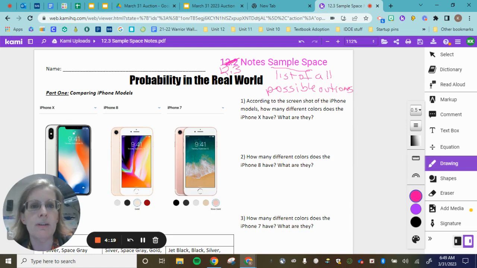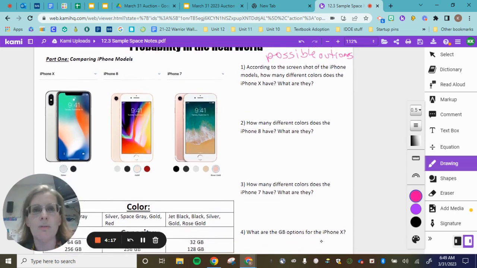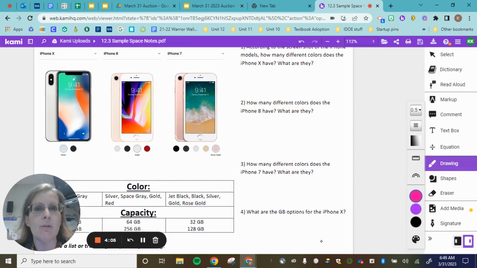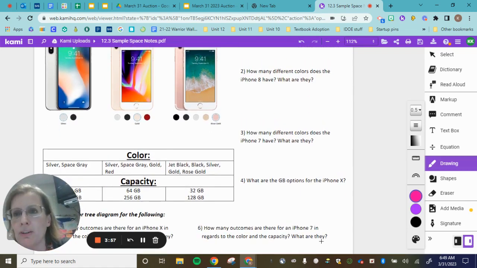And we're going to do that with cell phones. So here's your options for 3 types of cell phones: iPhone X, iPhone 8, and iPhone 7. According to the screenshot of the iPhone models, how many different colors does the iPhone X have, and what are they? So the iPhone 10. So that iPhone comes in 2 colors, and I look down here and it says silver and space gray. So how many options is it?